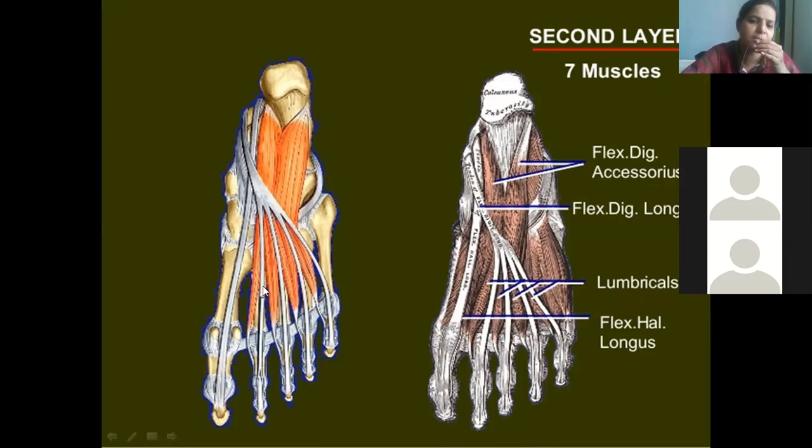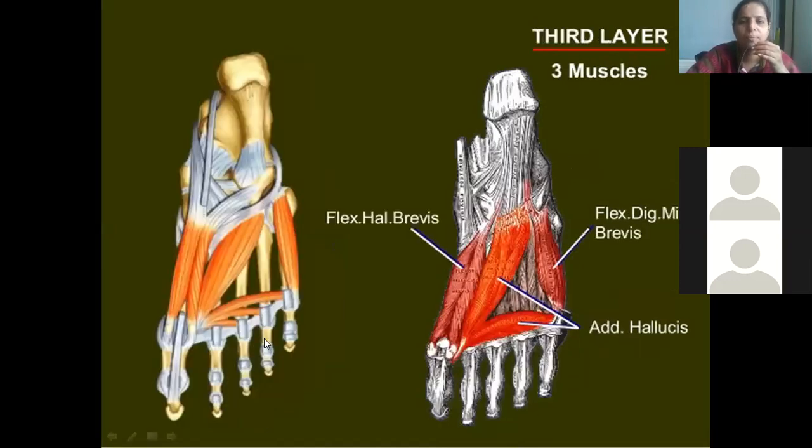These are the lumbricals. You can see very nicely. This is the flexor digitorum longus and flexor digitorum accessorius. Between the tendons of longus, we are finding lumbrical muscles. This is flexor digitorum longus, four tendons. This is flexor hallucis longus. Okay.